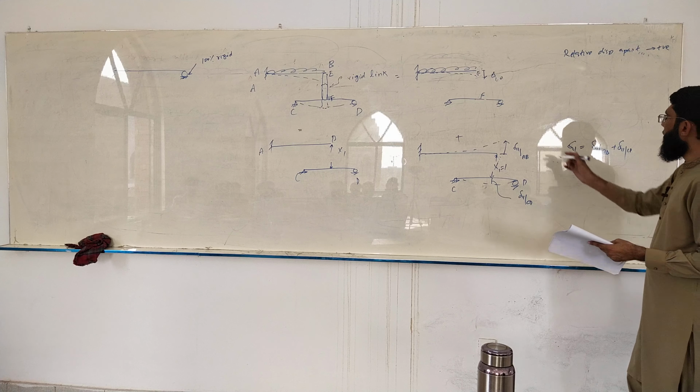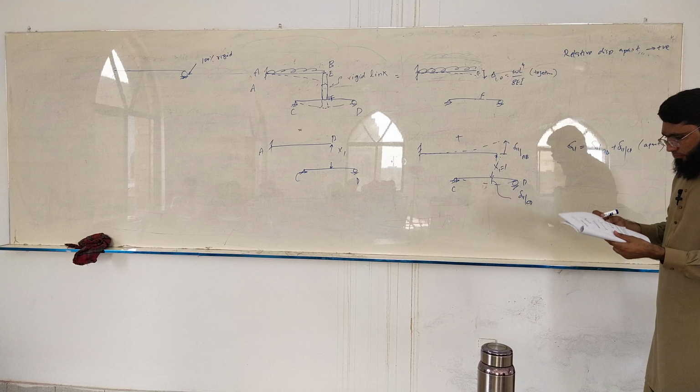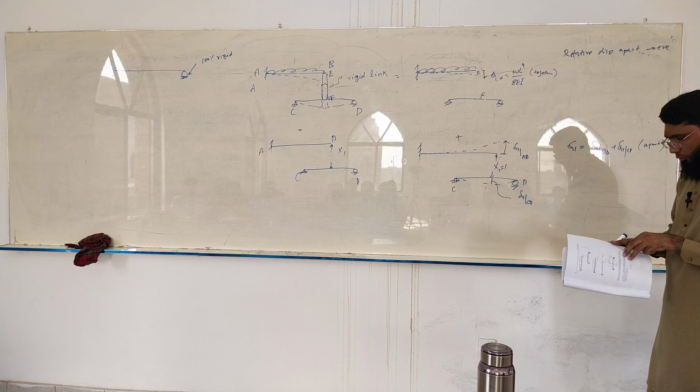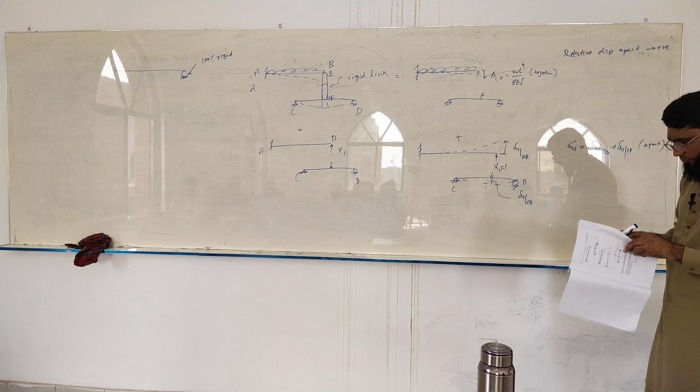So what is the compatibility equation now? It will be equal to delta 1. What is delta 1? The relative displacement between C and D, sorry, E and F, the top and bottom of the rigid link, equal to delta 1 naught plus delta 1 1 times x1.